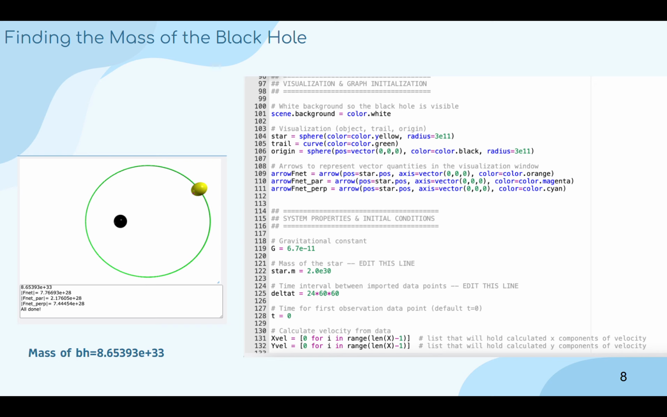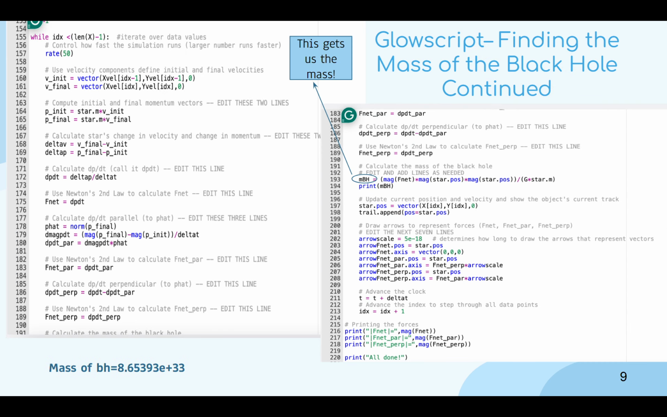So first, finding the mass of the black hole, we see that we need to use F net first, and once we get that, using the perpendicular and parallel components, we can plug that into the F net part of the force of gravity, the gravitational formula, and from there we can find M BH, which is 8.65393 e to the 33.